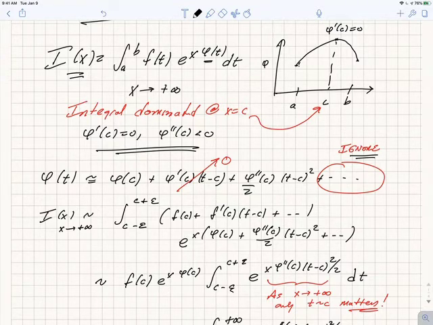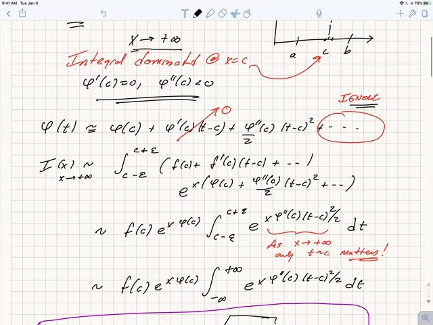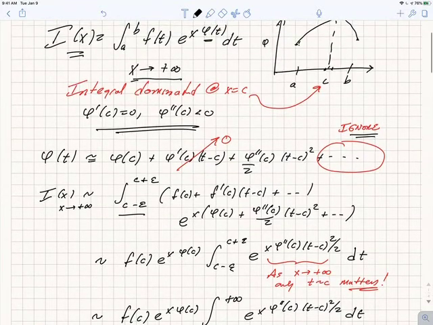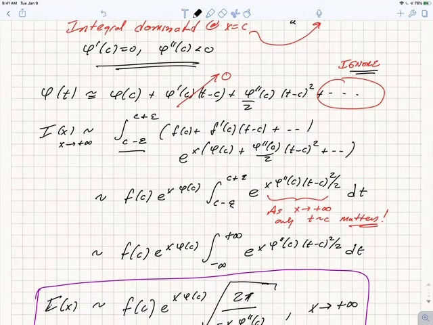As x goes to infinity, again, we're doing the asymptotic expansion as x goes to infinity, the values of the parameter t that are going to dominate the integral are going to come closer and closer to t equal to c. So as x goes to infinity, we expect this integral to be dominated near c. Epsilon just denotes some small positive value. We expand the function f of t around c, and then we expand phi around c. And the leading behavior is going to come from the first term in phi.